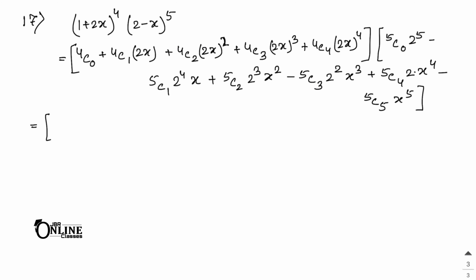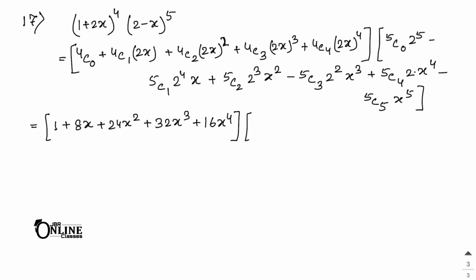Now 4c0, that means 1. Next one 4c1, that means here 4. So 4 times 2, it becomes 8x. After that here 4c2, that is 6. 6 into 4, it becomes 24x square. Next one 4c3, again 4, and here 2 to the power cube means 8. So that equals 32x cube. And the last one here 4c4, that means 1, and it will be here 16x to the power 4.